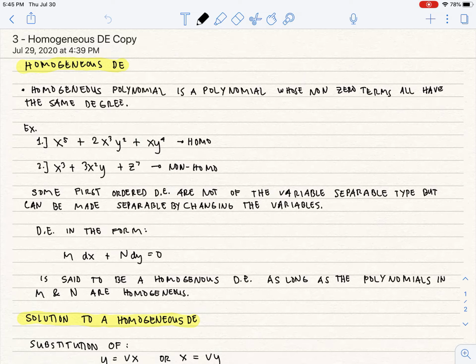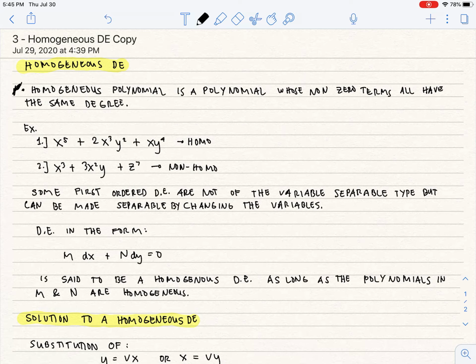Okay, in this lecture, we're going to deal with homogeneous DE of the first order. Kuha lang siya, same lang siya sa variable separable na first order. So, recall ta from your algebra kanina part.